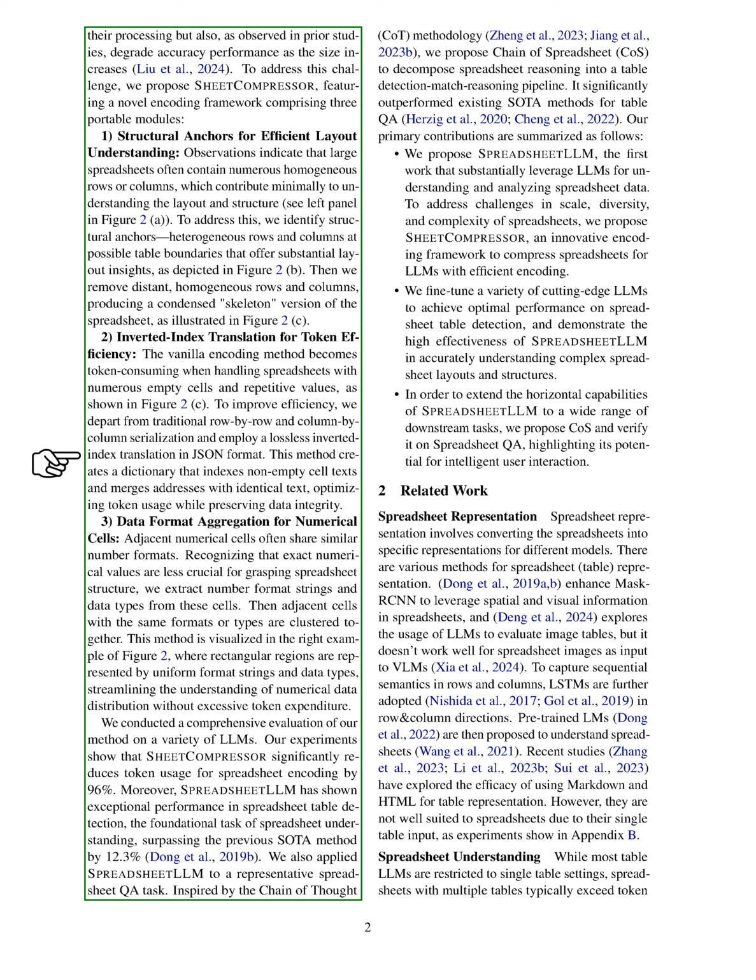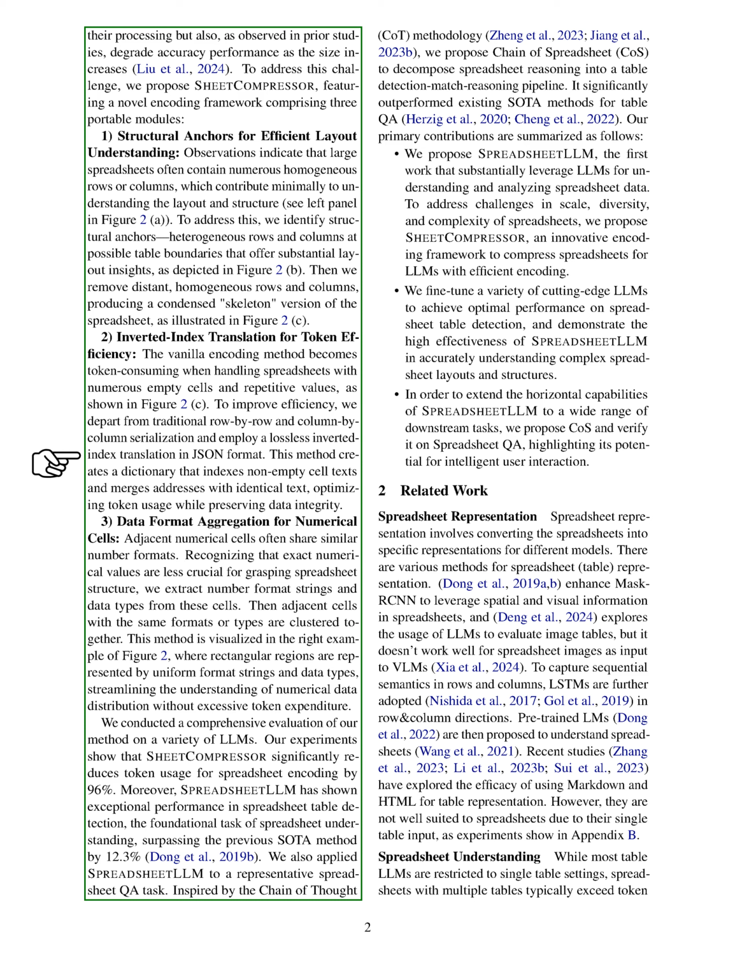2. Inverted index translation for token efficiency, using a dictionary to index cell texts and optimize token usage, especially for spreadsheets with many empty cells or repetitive values. 3. Data format aggregation for numerical cells, grouping adjacent numerical cells with similar formats to streamline data understanding without using excessive tokens.